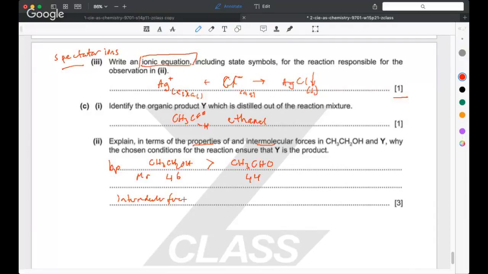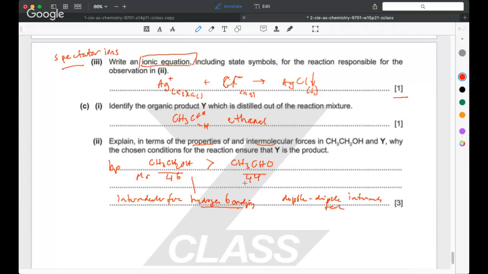But when you come to intermolecular forces, then the alcohol has hydrogen bonding, but ethanal only has dipole-dipole intermolecular forces. I mean, they both have dispersion forces as well, but the hydrogen bonding is a stronger intermolecular force than dipole-dipole interactions. And for that reason, alcohol has a higher boiling point than ethanal. And that means that because ethanal has a lower boiling point than ethanol, it can be boiled off as soon as it's formed in the distillation.